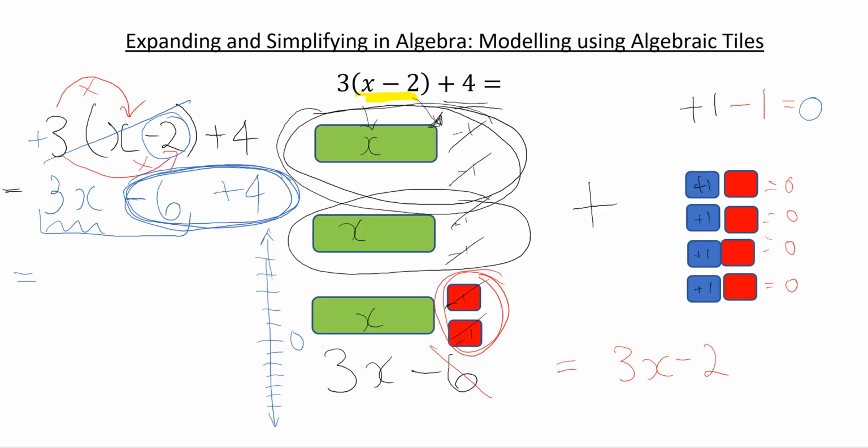Okay. So what I want you to do, this is 3x, that's fine. Start at -6, -1, -2, -3, -4, -5, -6. Okay, so I'm starting here. 1, 2, 3, 4. I'm at -2. Okay, I hope that has helped you.